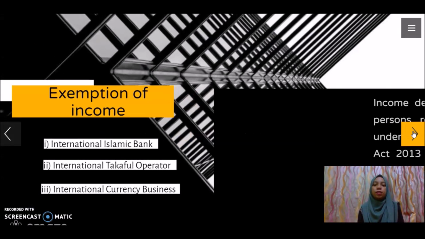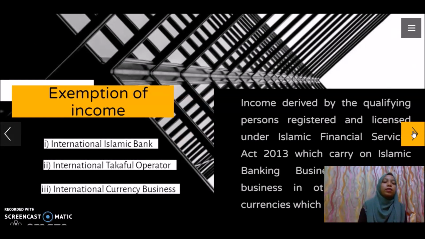First is exemption of income. So what is the meaning? It is income derived by a qualifying person who has a license and is registered under the Islamic Financial Services Act 2013, who carries on Islamic banking business or takaful business in an international currency, which is a currency other than ringgit Malaysia, such as euro or dollar.